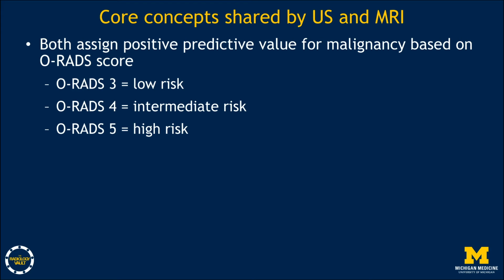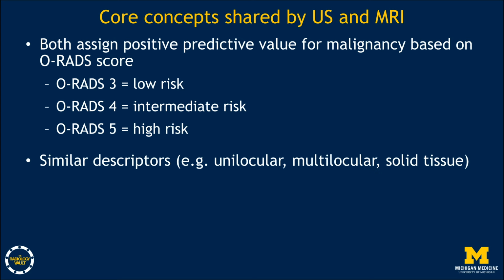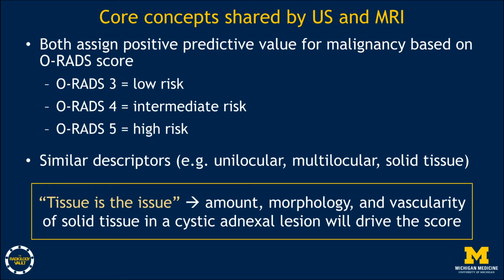There are certain core concepts shared by both ultrasound and MRI. Both systems assign a positive predictive value for malignancy based on the O-RADS score. A score of 3 corresponds to a low malignancy risk, O-RADS 4 intermediate risk, and O-RADS 5 high risk. There are similar descriptors in both systems, including unilocular, multilocular, and solid tissue or solid component. And whether you're looking at ultrasound or MRI, tissue is the issue. The amount, morphology, and vascularity of solid tissue in a cystic adnexal lesion will drive the score.